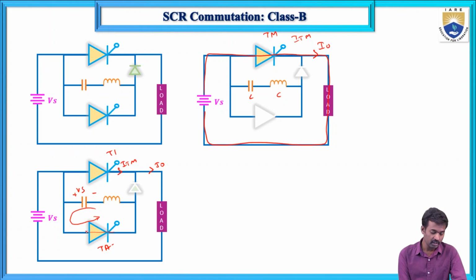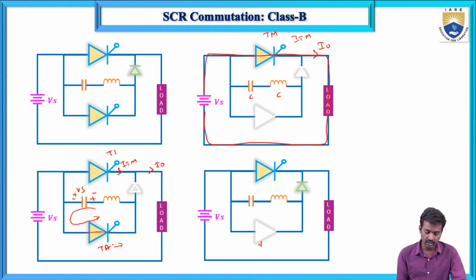First it discharges, and because of this capacitor it charges again. In this case, the capacitor terminals are minus and plus, and this TA is turned off because of the reverse potential across this auxiliary thyristor. So now TA is in the off position, and this is minus and this is plus, and this is Vs.